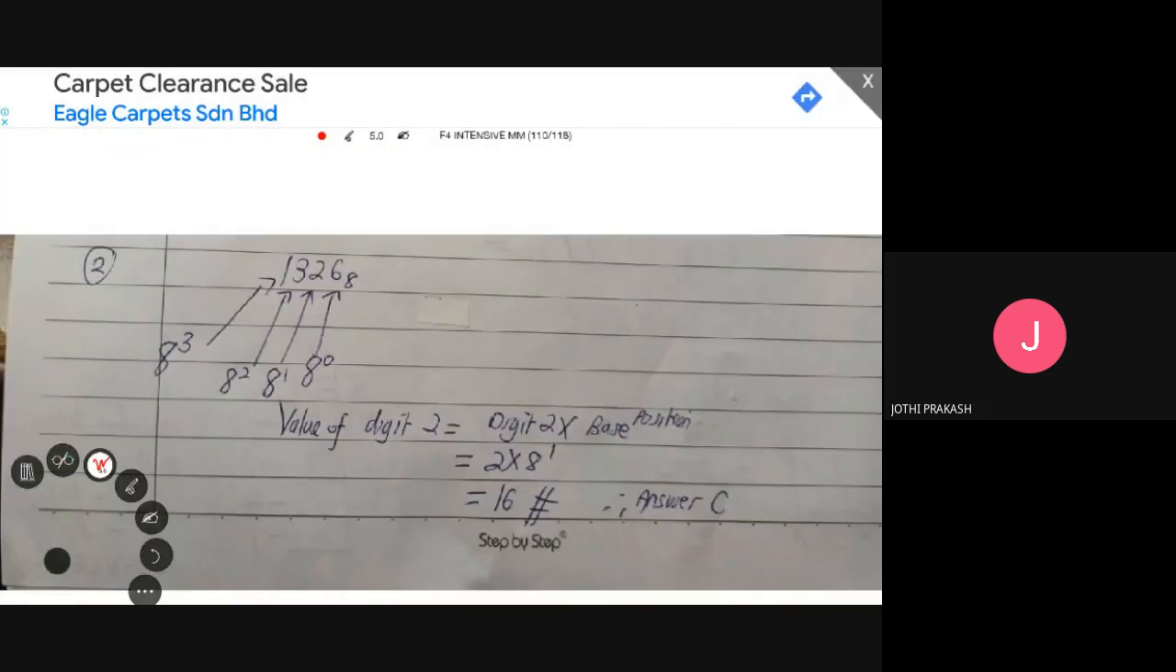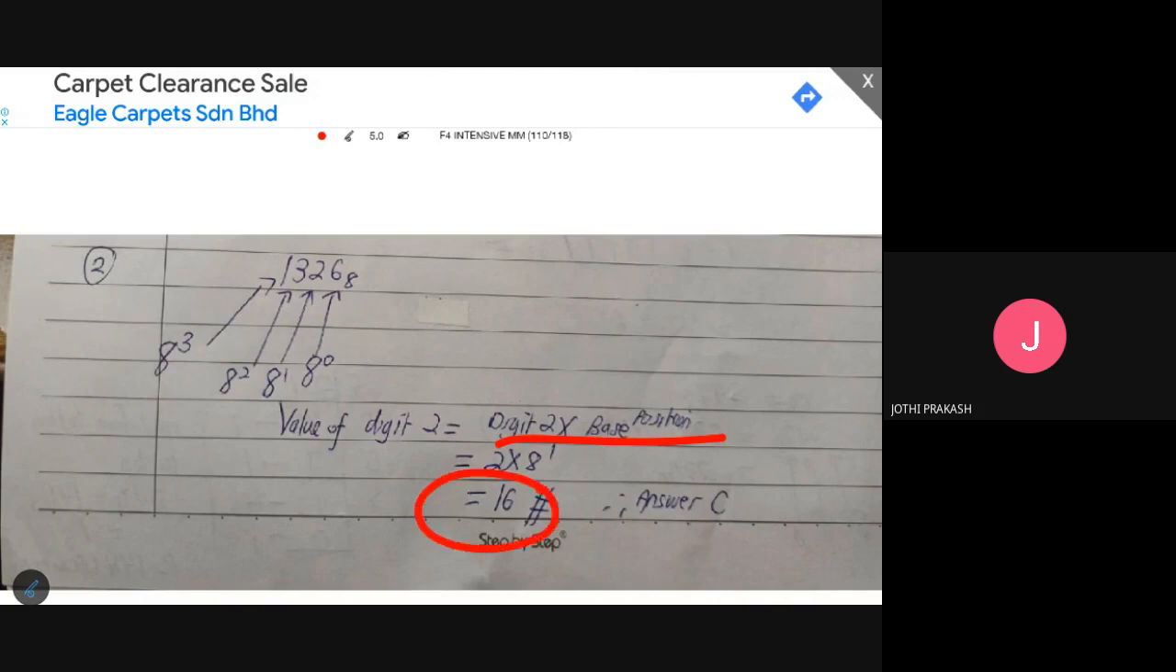Okay, so kamu hanya perlu guna formula balik. The digit times the base, power the position always. Nilai digit tu darab dengan asas, kuasa dengan kedudukan digit tu. So then you will get 16 as your answer.